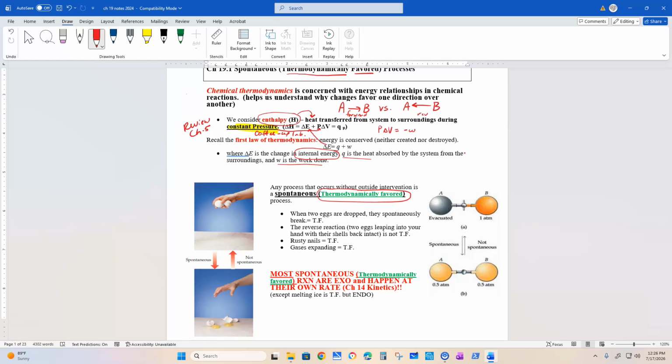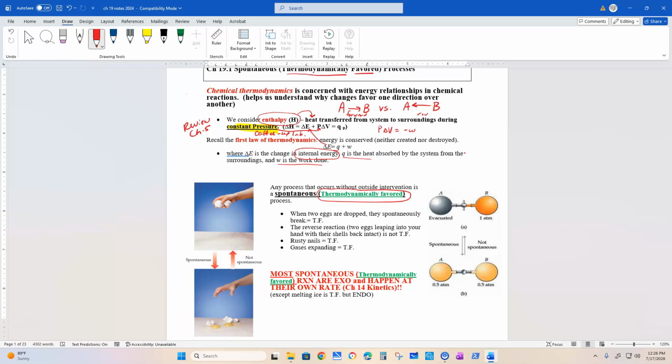Let me give you some examples. Say you took 2 eggs and you dropped them. That's thermodynamically favored. The eggs dropped when they hit the surface. Now, where students go a little overboard with this, they'll say, well, you put them in your hand and you dropped them. Yeah, that's a little too explicit. You're going way too detailed there. The point is, you dropped eggs. Will the eggs break on their own?